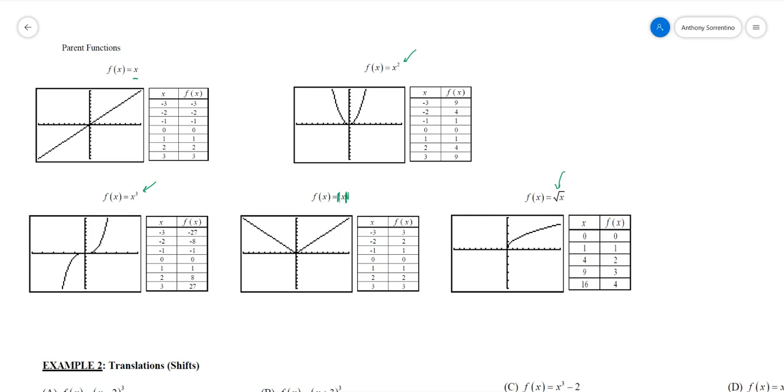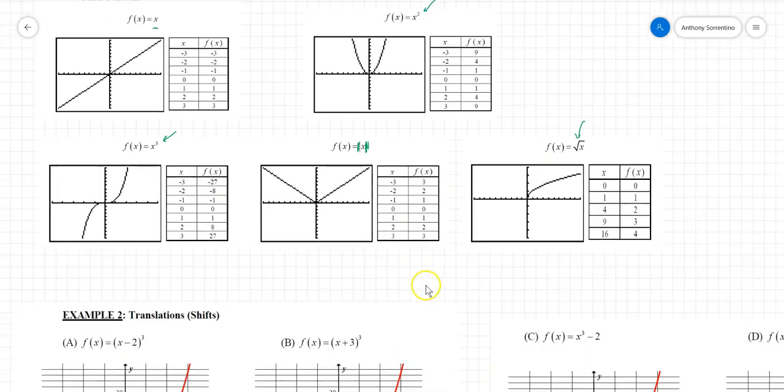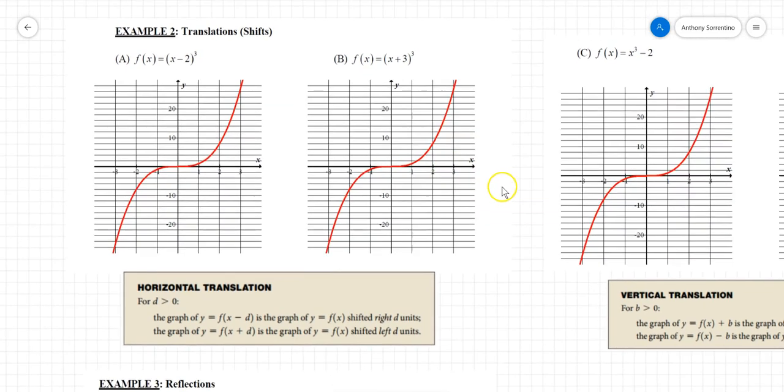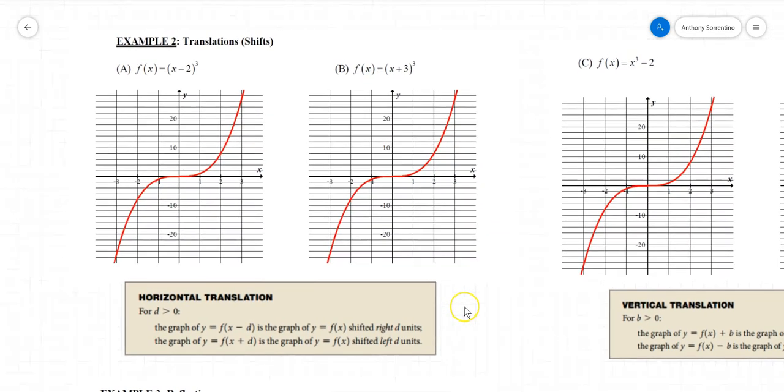So there are several different types of transformations that we're going to talk about. The first one deals with translations, which are also known as shifts. These are things that cause the graph to move in one direction or another. So the first type we have is a horizontal translation. These occur when I have numbers inside of the parentheses on my function. You notice here that I have a -2 in here, and I have a +3 in here.